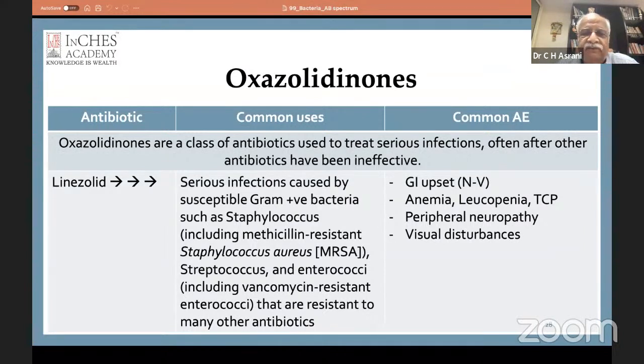Linezolid: serious infection caused by susceptible gram-positive bacteria, staph, including MRSA, streptococci, enterococci, including vancomycin-resistant enterococci. Now understand, if your stool culture shows vancomycin resistance, your linezolid is going to work. Adverse effects: GI upset, anemia, leukopenia, thrombocytopenia, peripheral neuropathy, visual disturbances. Normally, if you are giving for 5 to 10 days, we generally do not do a CBC or anything.